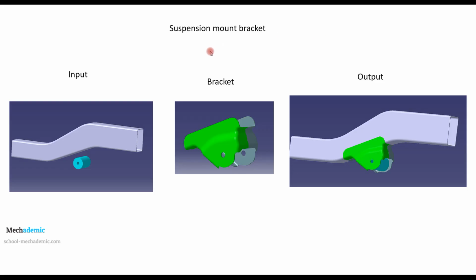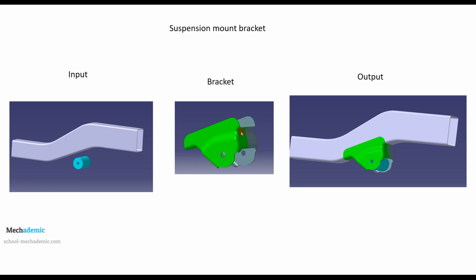Now we will be designing a suspension mount bracket with this input. So there will be a side member and that is a bush which is in space. So we need to create an attachment bracket for that bush which is welded rigidly to the side member. So something like this, a two-piece bracket.